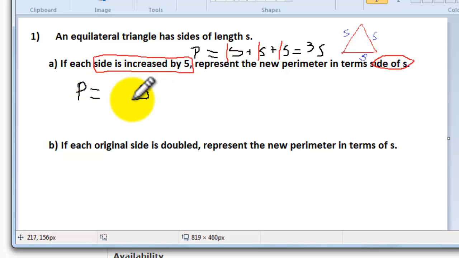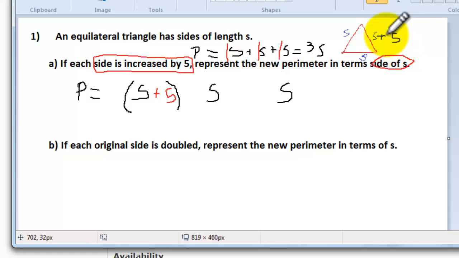We have a side and a side and a side, and we add those to get the perimeter. But now we're going to increase each S by 5. So we add a 5 to each S, which means S plus 5 for each of these sides. So 5 is added to the S. We don't know what the S is, and we don't have to know what the S is.